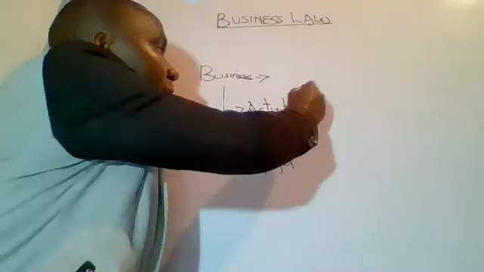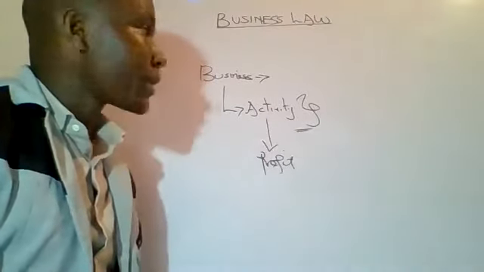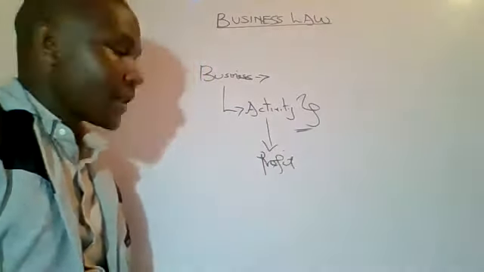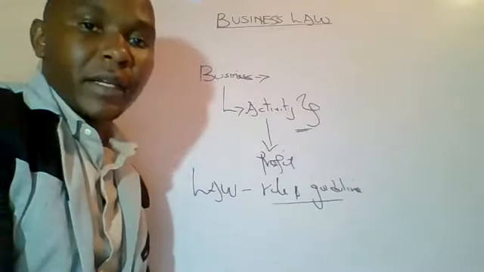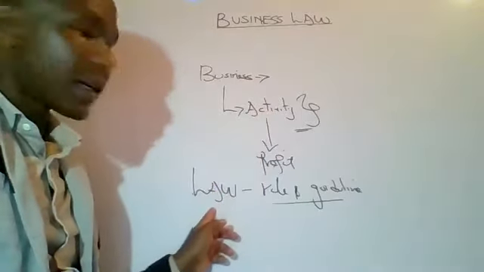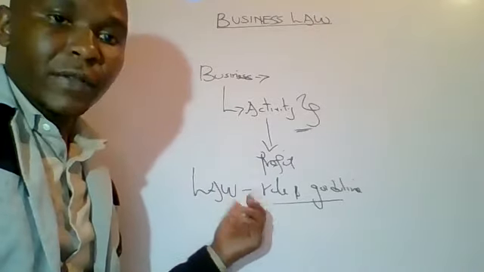So as you do these activities, there is the law which governs these activities. That's now what we call business law. Because when you say law, law is rules and guidelines. Law is rules and guidelines, which help guide the behavior of an individual or a business. That's why it's a combination of two. So if you are doing a transaction with your business, there is law, you must be conforming with that law or be compliant with that law.